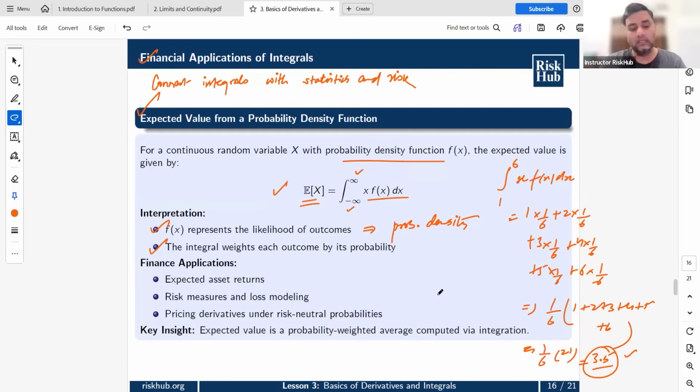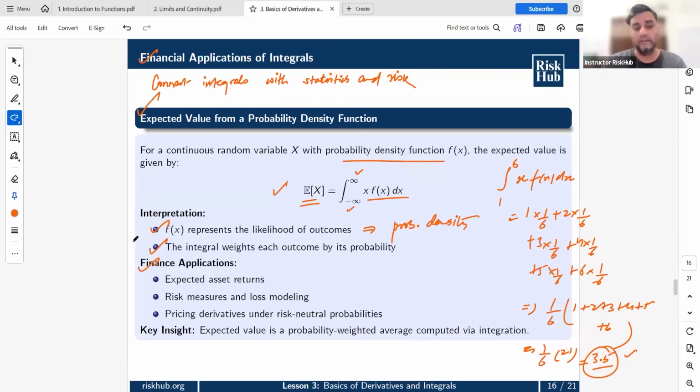Each with some probability, right? The expected return is the probability weighted average. The integral basically performs the calculation for your continuous distribution. Now, when you look at your financial applications, whenever we have to use your asset return models, your portfolio theory, your risk measures, your option pricing, we use these kinds of things.